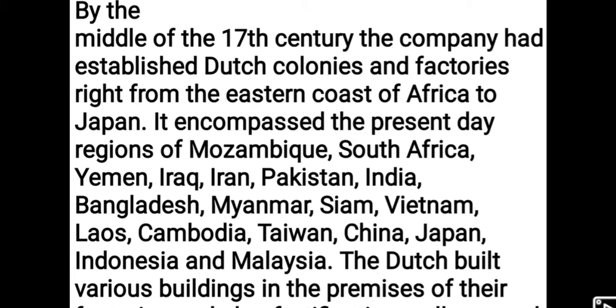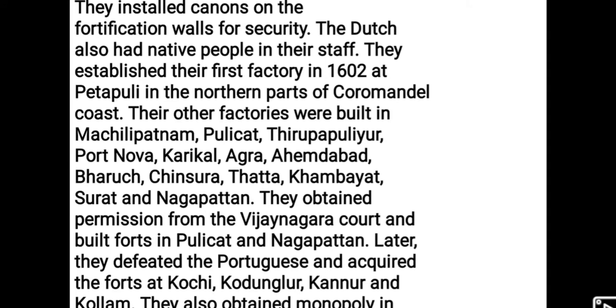The Dutch built various buildings in the premises of their factories and also fortification walls around them. We have already studied the word fortification in our 11th standard. A fortification wall means protection and security. They built it around the forts and factories, and in the factories they had their own buildings for living. They installed cannons, big guns, on the fortification wall for protection from enemies.